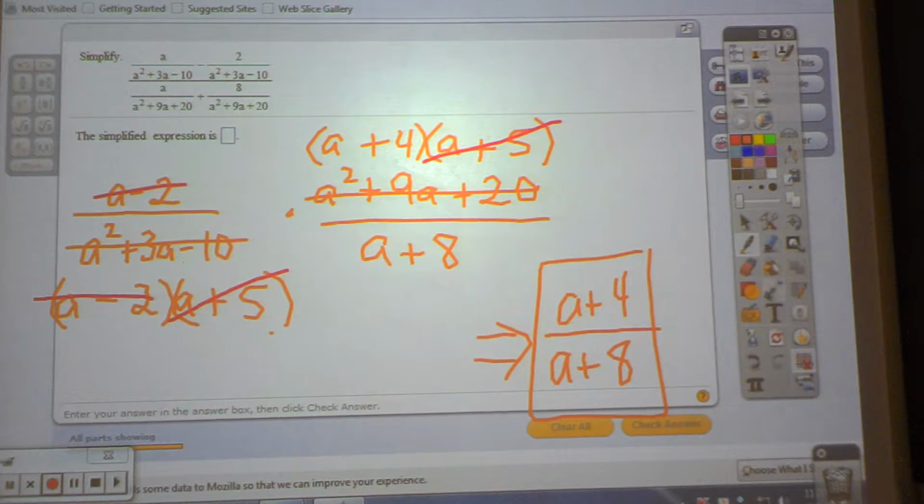We feel good? Leave that up there for a second, because y'all are still writing. Go ahead and get the next problem up there. Is that number 11?